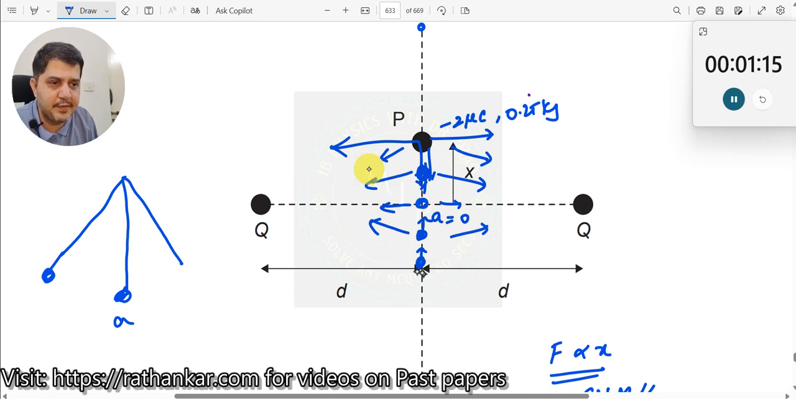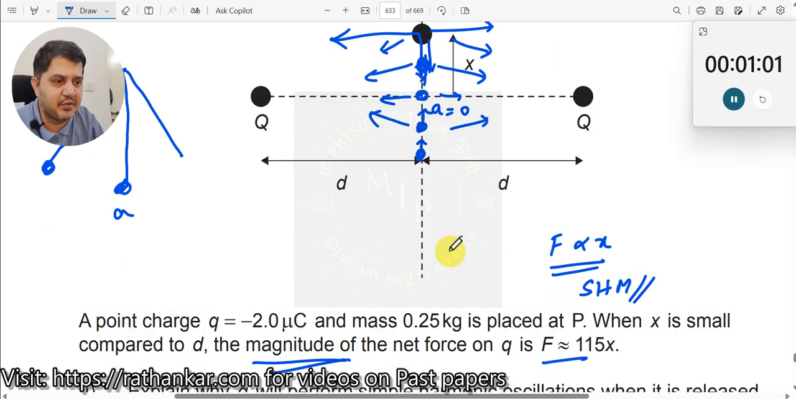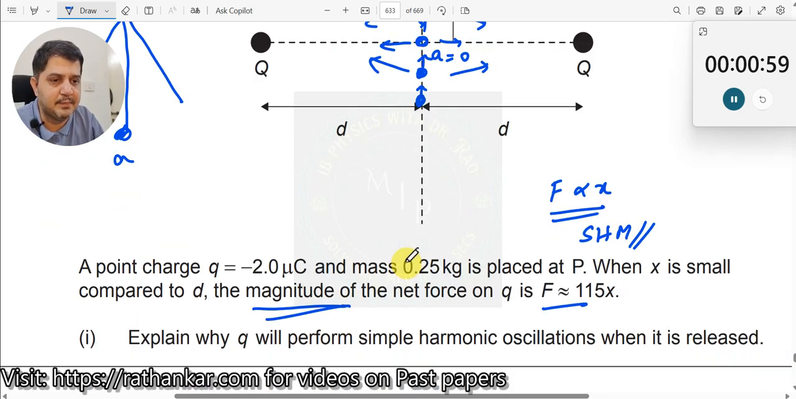Then once again these two start attracting and it starts going like this. Thus the charge starts from here, it comes here, it moves here, then again comes here, then moves here. It keeps on performing SHM, right? Okay, now let us move on. So we have understood the question, why it should perform SHM.